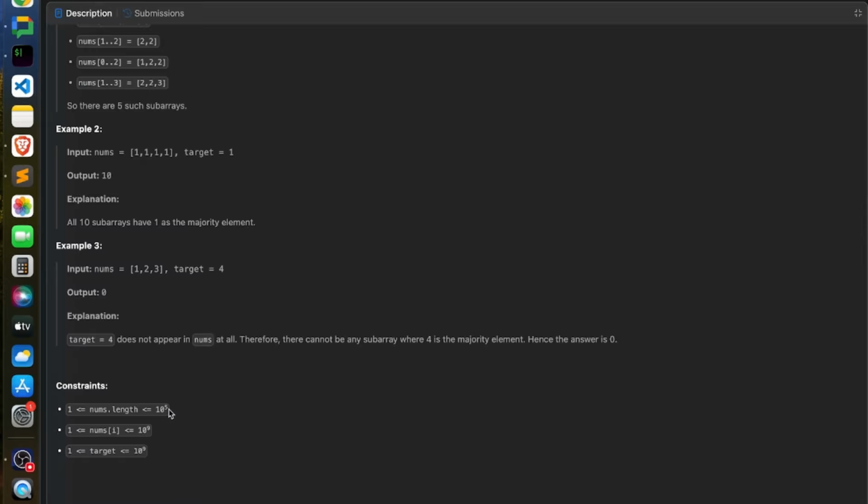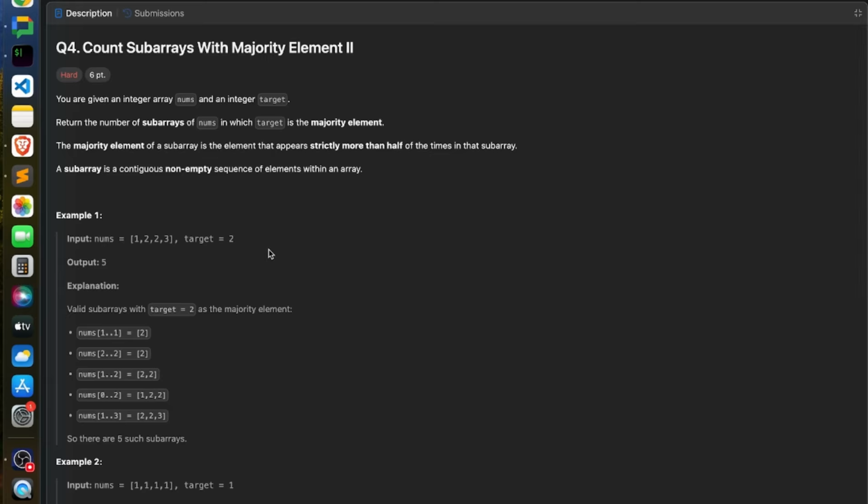In the second problem, the constraint was that your max length can go only up to 1000, right? So we easily applied an order of n square solution, but here we cannot apply an order of n square solution. So we have to find some order of n log n or order of n solution. The problem statement is exactly the same. You are given an integer array nums and a target, and we have to find the number of subarrays in which target is a majority element, right?